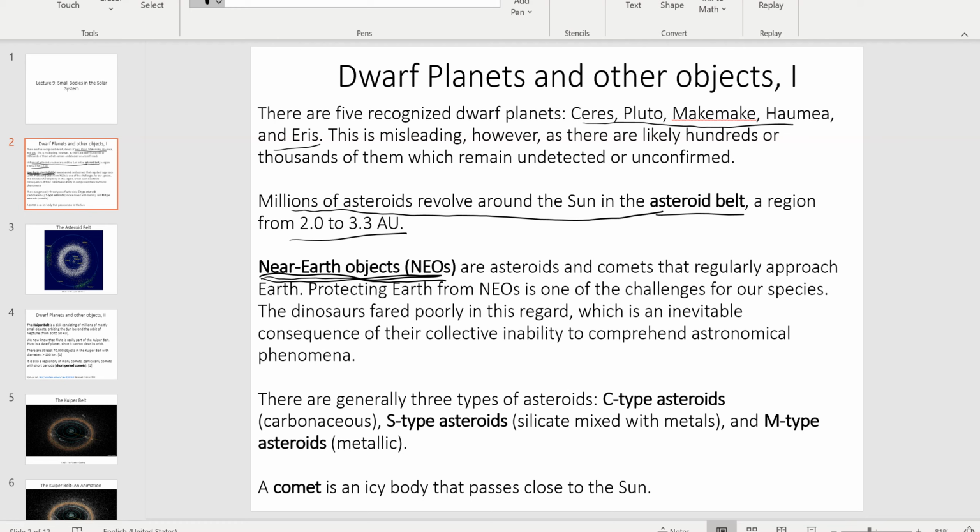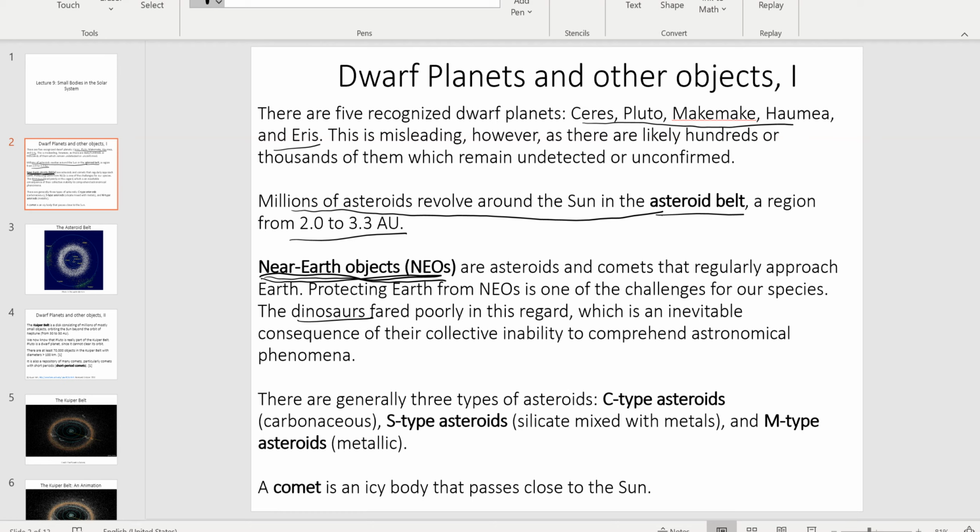And I do want to mention that the dinosaurs, as you probably know, are thought to have died out largely from, or maybe entirely from, an asteroid which hit Earth about 65 million years ago. Dinosaurs had an extremely poor grasp of the solar system and other astronomical phenomena, and hopefully our understanding of the solar system is a little bit better and we can protect ourselves from asteroids. I will talk about that a little bit later in this lecture.